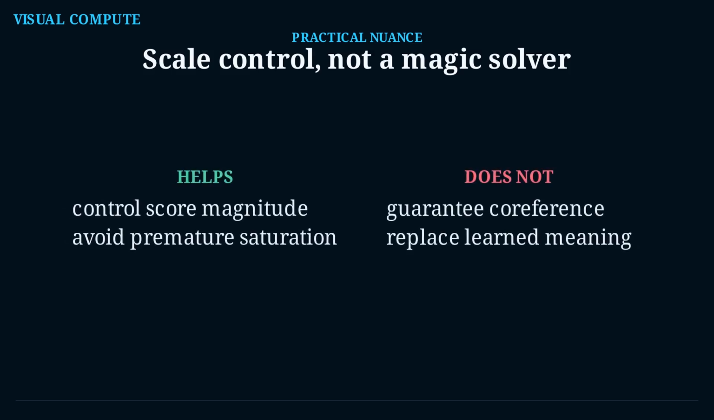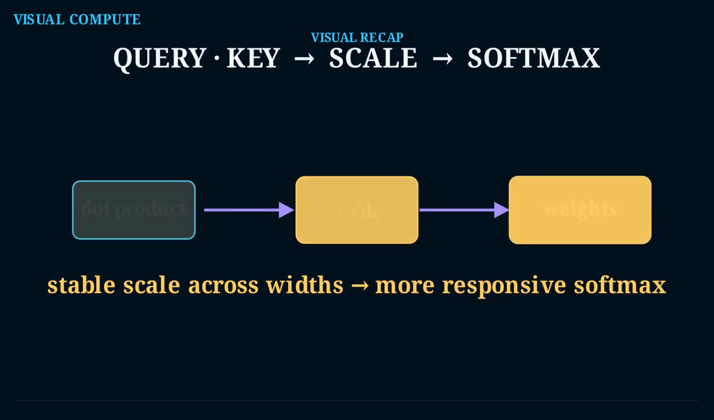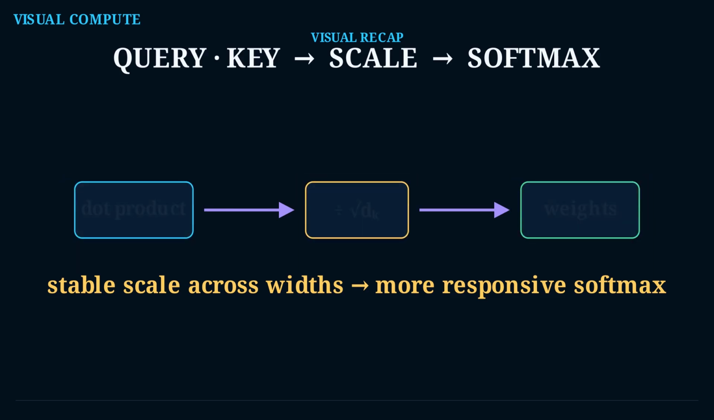The scaling factor controls the initial and typical magnitude of attention scores and helps avoid premature softmax saturation. It is not a magical coreference solver, and it does not guarantee that "it" will connect to "dog." Recap: a query meets a key, and their dot product sums d_k products. Under clear independence and unit variance assumptions, its variance is d_k and its standard deviation is the square root of d_k. Divide by that square root, the variance returns near 1, and softmax stays more responsive across widths. That is the small denominator inside scaled dot-product attention, and the reason it is there.